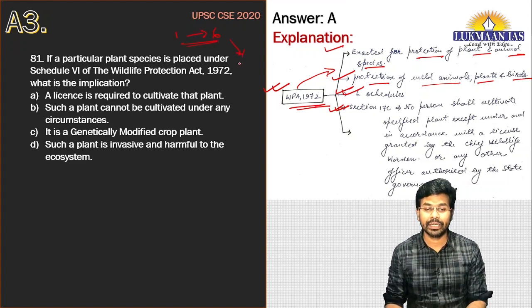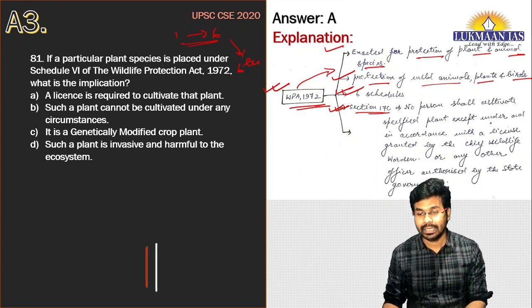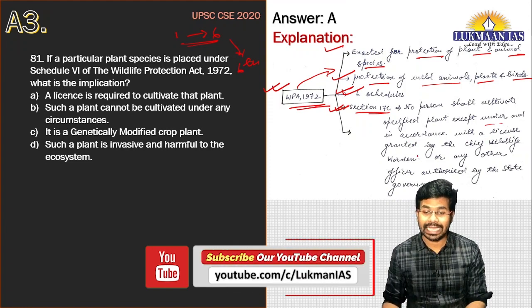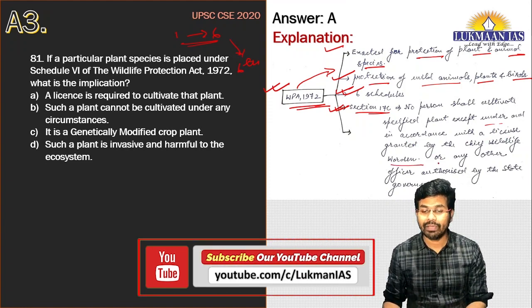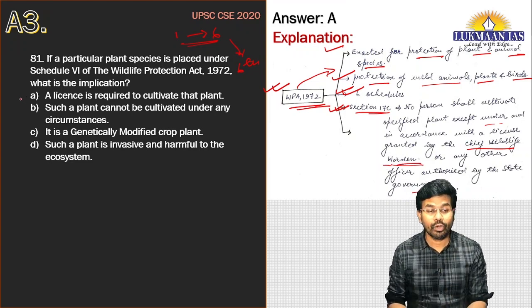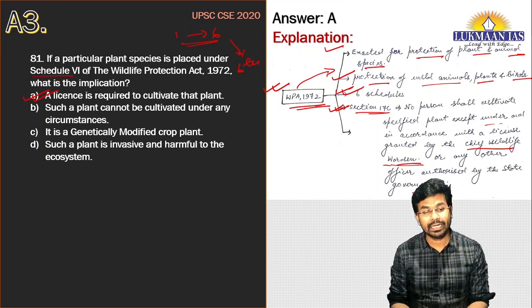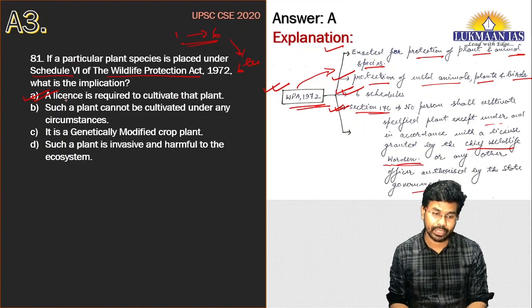Under this 6th schedule, it has section 17C that says no person shall cultivate a specified plant except under and in accordance with a license granted by the chief wildlife warden or any other officer authorized by the state government. So a license is required from the chief wildlife warden for cultivating a plant species that is protected under Schedule 6 of the Wildlife Protection Act. So the correct answer for this question is option A.